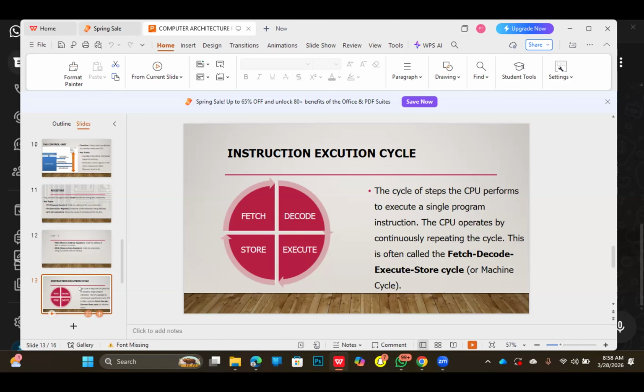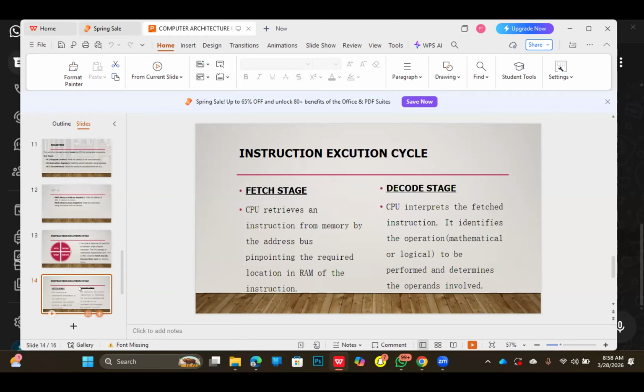Please, let's move to the next slide. So with the instruction execution cycle, at the fetch stage, the CPU retrieves an instruction from memory by the address bus, pinpointing the required location in RAM of the instruction.